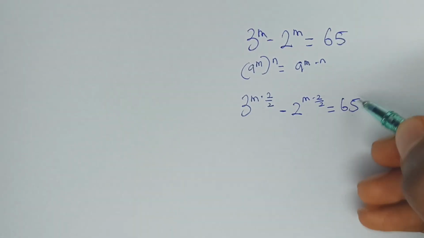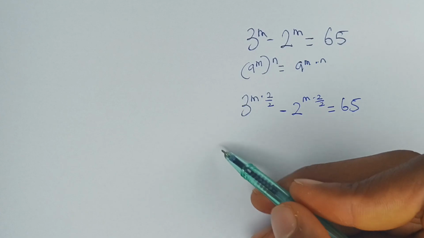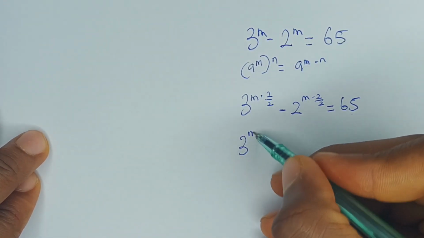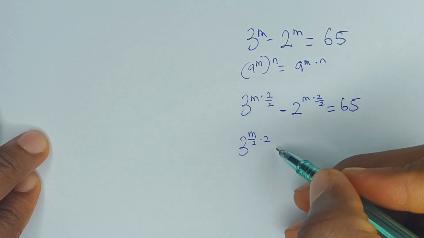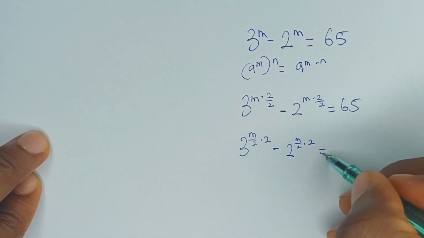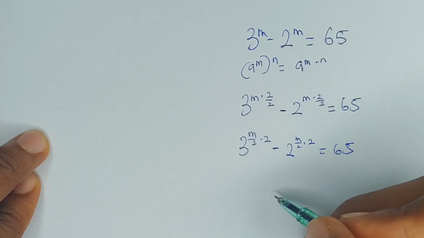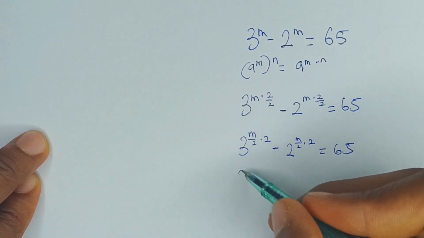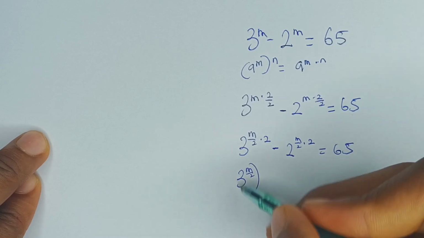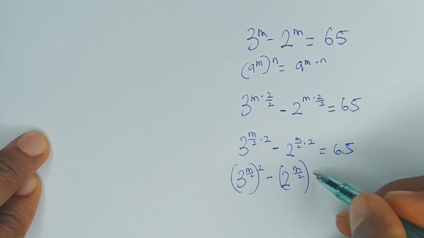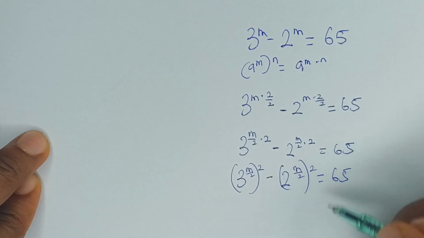is equal to 65. Moving on, we can now say that 3 raised to the power m over 2 multiplied by 2, minus 2 raised to the power m over 2 multiplied by 2, is equal to 65. Furthermore, we can say that 3 raised to the power m over 2, all raised to the power 2, minus 2 raised to the power m over 2, all raised to the power 2, is equal to 65.